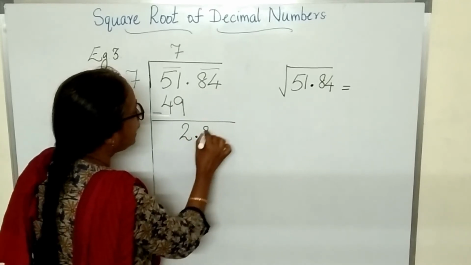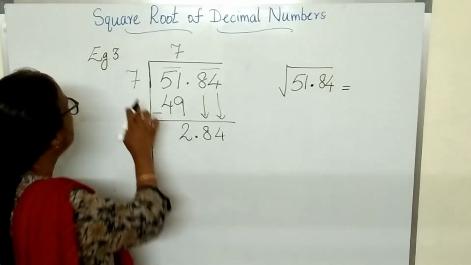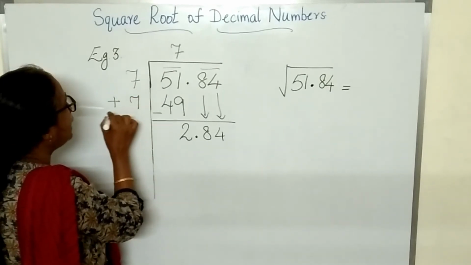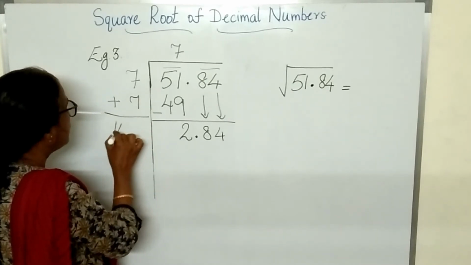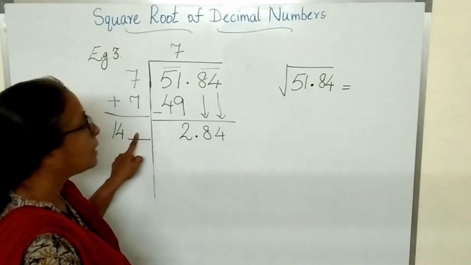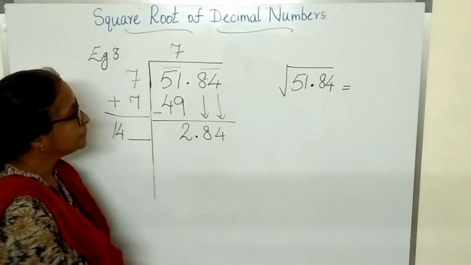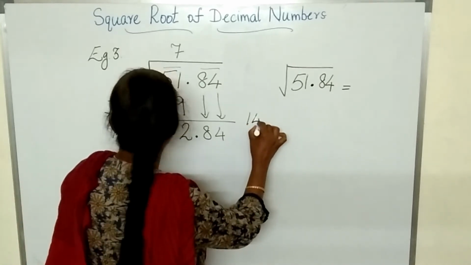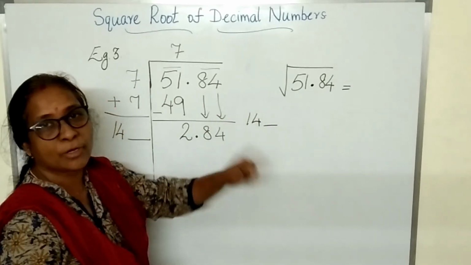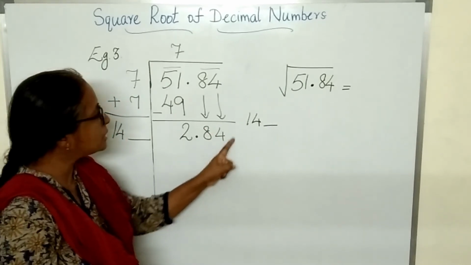So bring 0.84 down. Now what is the next step? Add the same number. That is, whatever you wrote here, the same number you have to add. So what do you get? 7 plus 7, 14. And then think of a digit that you have to write here. When you multiply with the same digit to this whole number, you should get this number. So you think 1, 4, and here there is a number. You have to think. Whatever number you write here, with that you have to multiply to get this. And what is the number here? 284. It ends with 4.